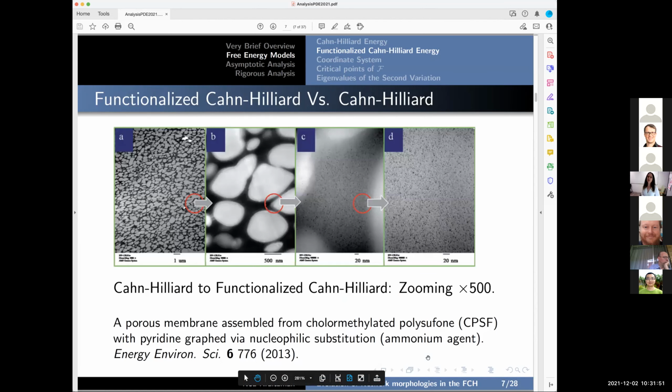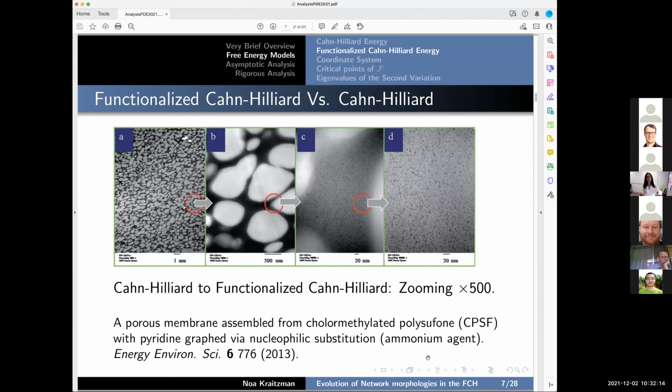Now, it's important to distinguish between the Cahn-Hilliard and the functionalized Cahn-Hilliard free energy. The Cahn-Hilliard free energy describes hydrophobic materials, while the functionalized Cahn-Hilliard free energy describes amphiphilic materials. This amphiphilicity drives the functionalized Cahn-Hilliard to operate on a different length scale.